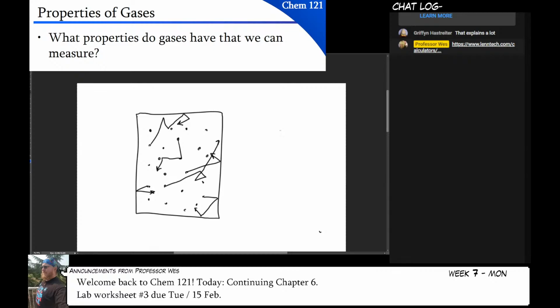And I want you to try and think of 4 different things that you could measure about the gases in this container. You could type them out if you want, but I just want to give you a little opportunity to have a little thought experiment here, okay?